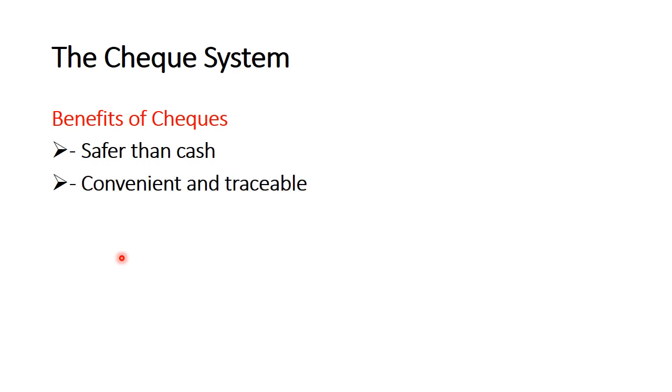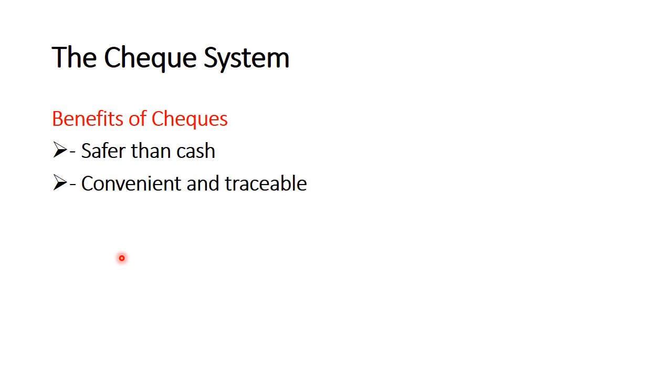Okay, now looking at all the features of the check and the types of checks, what are the benefits? Why would people want to use a check? First, it is safer than cash. When you have cash in your pocket and someone steals that cash, then they have won. But with a check, you can inform the bank before they cash it out, so it's safer than cash.